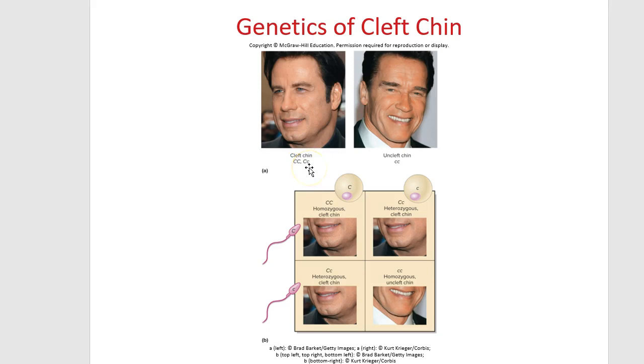it overpowers that little c. So it's almost like it hides it and you don't see it at all. So when we mix this together, homozygous cleft chin, heterozygous cleft chin, heterozygous cleft chin, and homozygous. Homozygous because they're two little c's. Everyone see that? So with this Punnett square, what we do is we just simply multiply each one. And we'll show you on the next one.